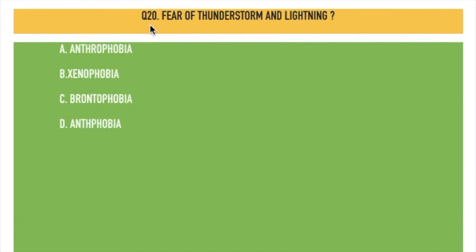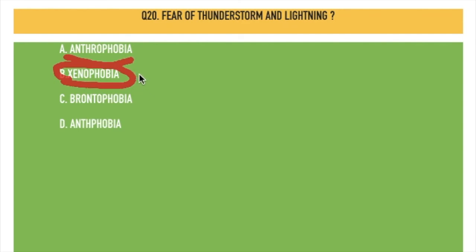Fear of thunderstorm and lightning. This is a question from phobia. There are different kinds of phobia. Four types of phobias are given, and we need the fear of thunderstorm and lightning. Let's see what the options are. Option A, anthrophobia. Anthrophobia is the fear of human beings. And what is xenophobia? Xenophobia is the fear of strangers.